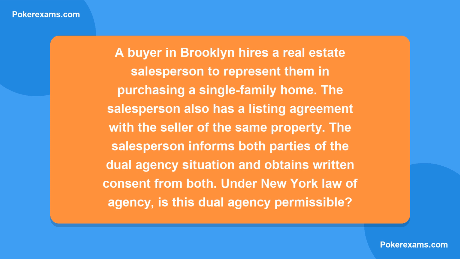Next question. A buyer in Brooklyn hires a real estate salesperson to represent them in purchasing a single-family home. The salesperson also has a listing agreement with the seller of the same property. The salesperson informs both parties of the dual agency situation and obtains written consent from both. Under New York law of agency, is this dual agency permissible?